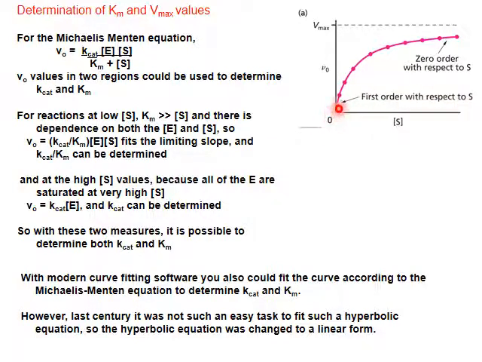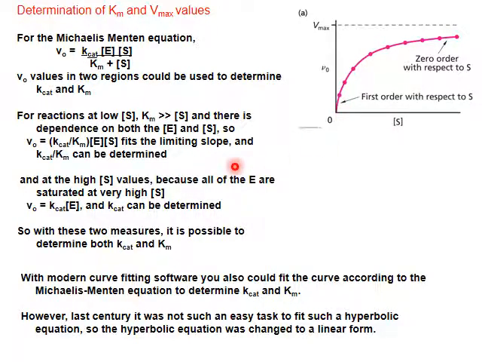These early lower concentrations of S, we can determine the k cat over Km, because recall that when we're at low substrate concentrations and the Ks is less than the Km, the reaction is dependent upon both the enzyme concentration and substrate concentration. So we have this second order equation of k cat over Km times E plus S. And so that's basically going to be linear. If you zoom in on it, that looks more like a straight line.